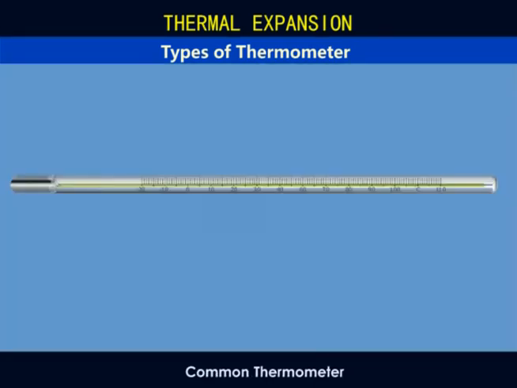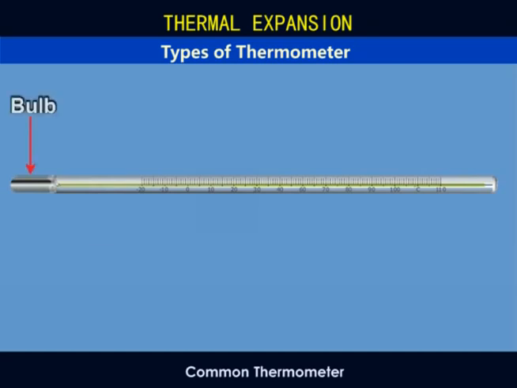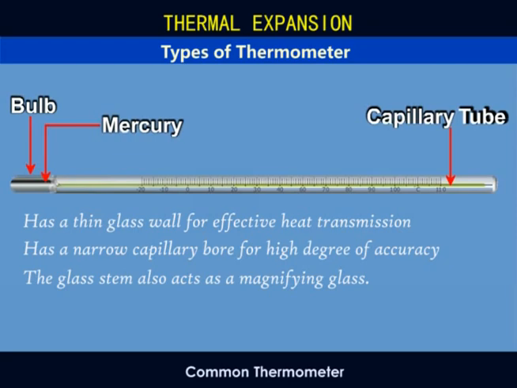This is the common thermometer. In structure, it looks like a clinical thermometer. The bulb carries the liquid in the thermometer. It has a thin glass wall for effective heat transmission between the liquid inside and the body whose temperature is to be taken. The capillary bore is narrow for high degree of accuracy. The glass stem is a thick glass wall surrounding the capillary bore. It also serves as magnifying glass for easy reading of the scale.